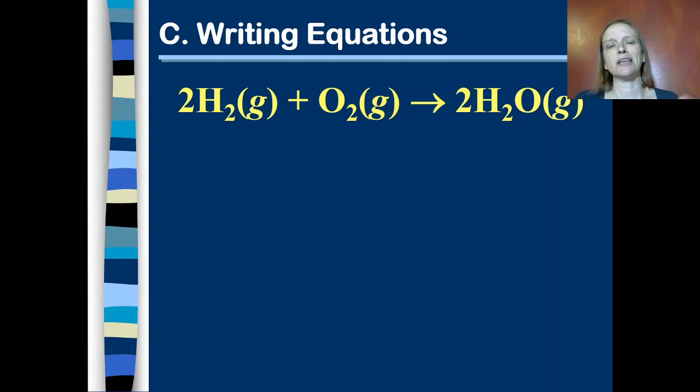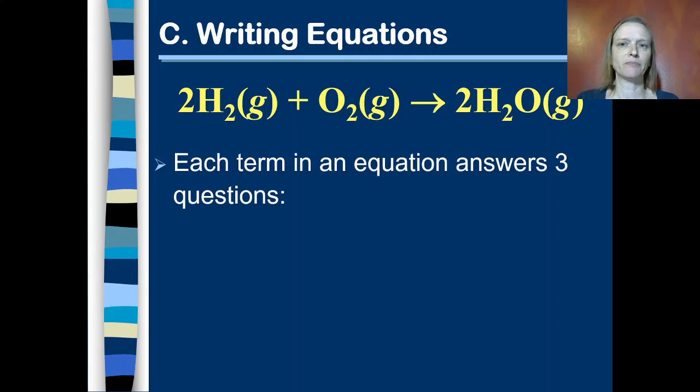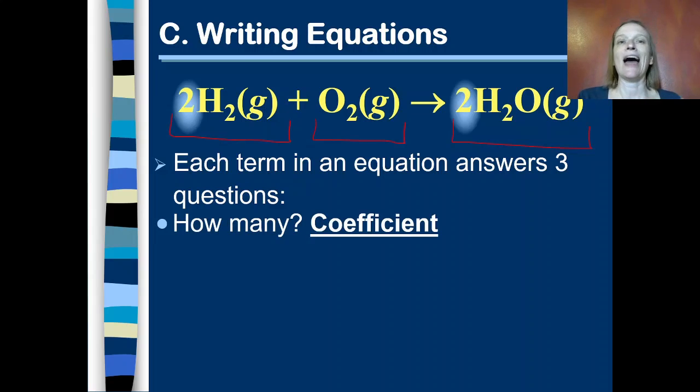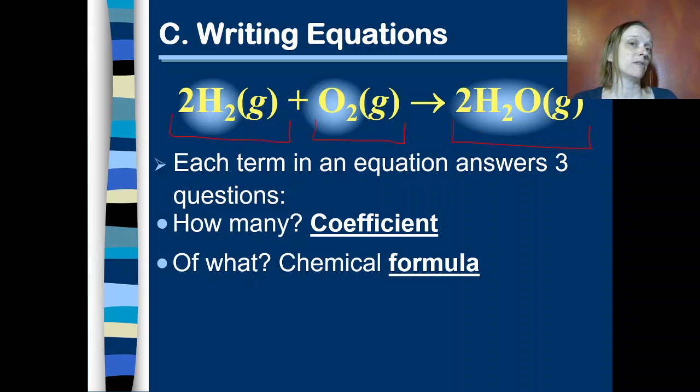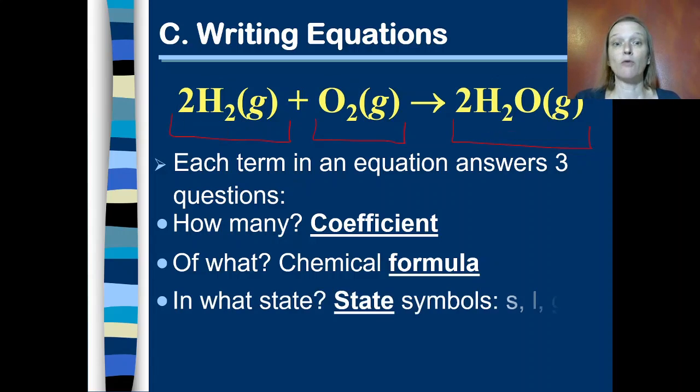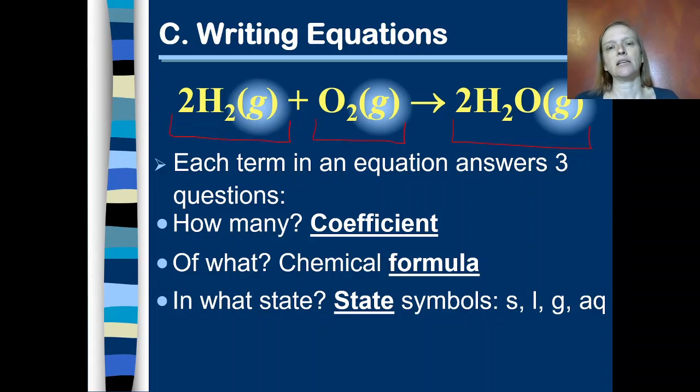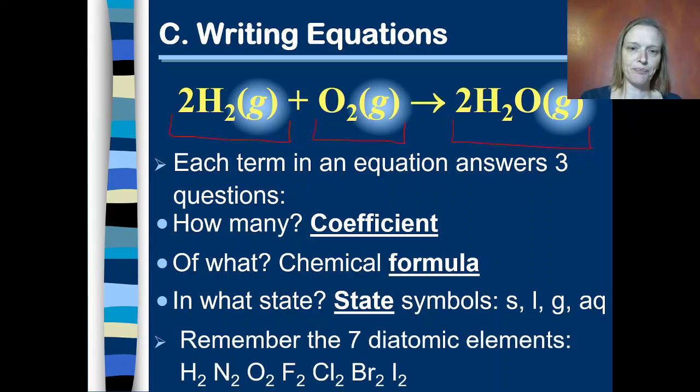Let's pick each term in the balanced equation apart. By term I mean the components between the symbols. This balanced equation has 3 terms. Each term has to answer 3 questions. How many do we have? That's the coefficient, that number out in front. Of what? That's when you write down the symbol for the chemical, the formula, and then in what state. So you say whether the substance is a solid, a liquid, or gas, or in aqueous solution.